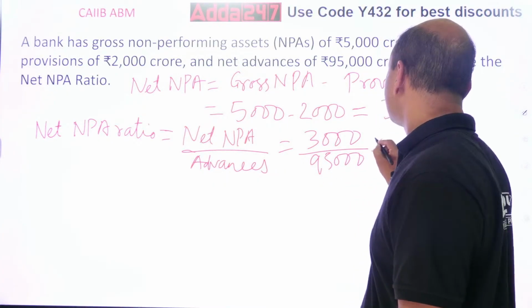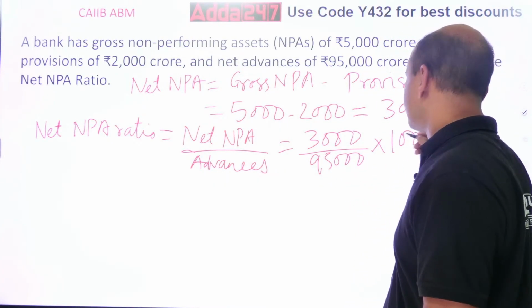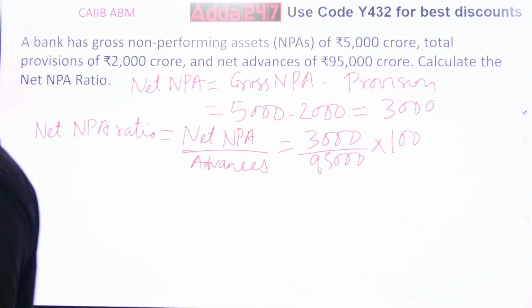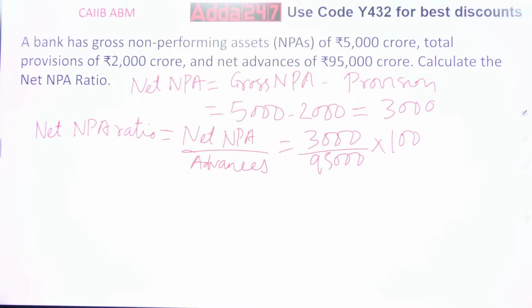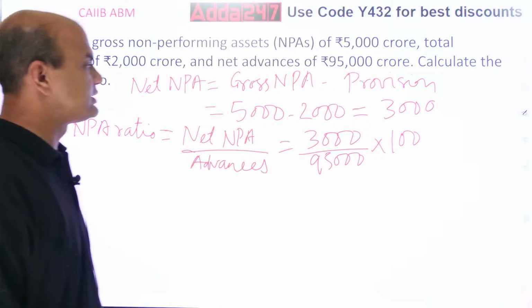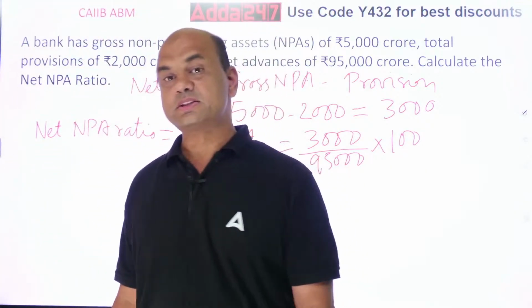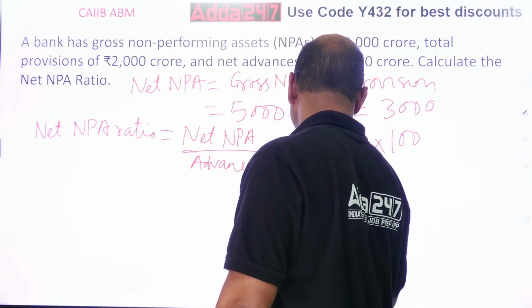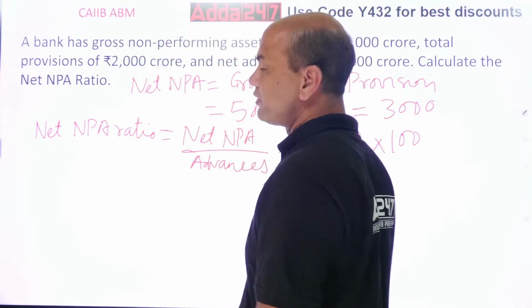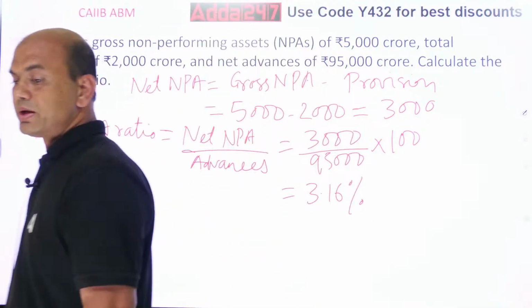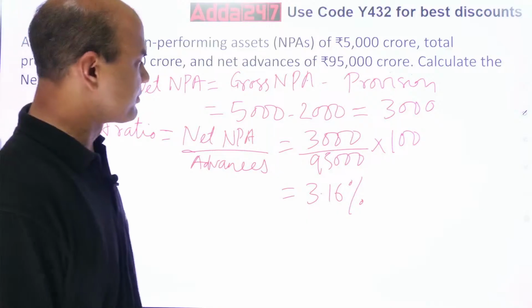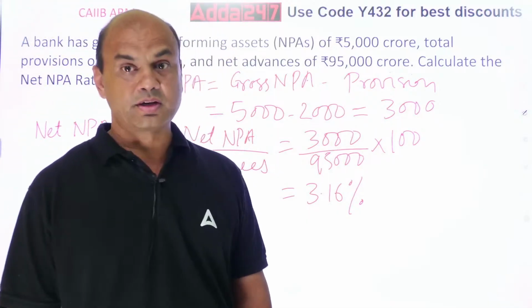95,000 crores into 100 you have to multiply it because you want it in percentage. So what is it you will be getting now? Do it, everyone. Percentage. So net NPA ratio is 3.16%. 3.16%. Very, very, very important and basic numerical. Very important and very basic. Okay? Got it, everyone?